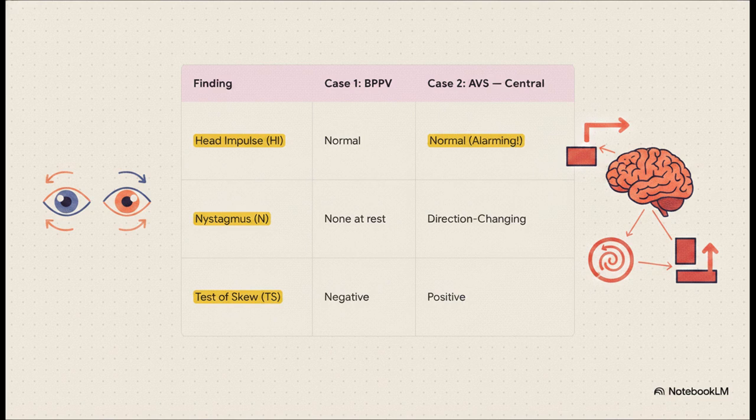And here it is. This is where the power of the protocol becomes so obvious. The HINTS exam immediately shows us a critical split. For case 1, the findings are reassuring. Everything looks good. But in case 2, we see a triad of red flags: a normal head impulse test, direction-changing nystagmus, and a positive test of skew. That pattern right there is screaming central cause.